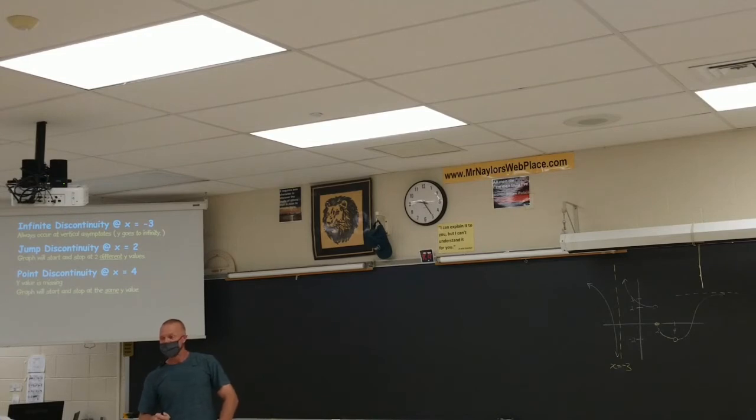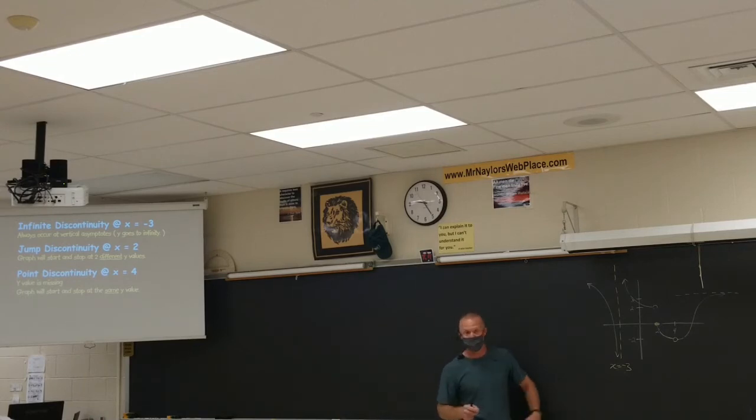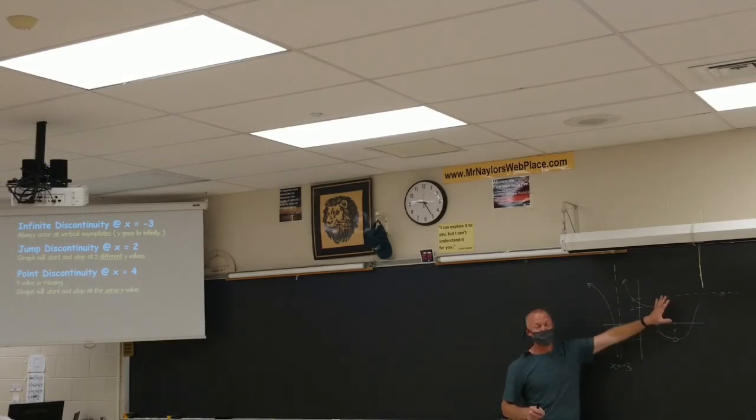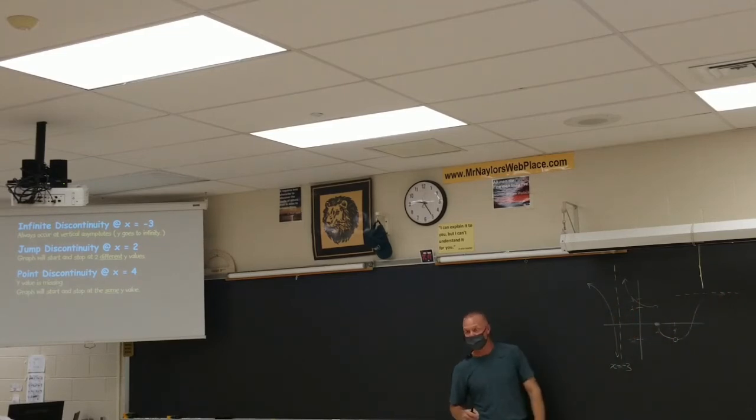Another way to say it is it's not an x value. This is kind of the technical piece for my technical kids. This horizontal asymptote is not an x value, and therefore it's not a bad x value. Okay? It happens to be a y value. That's why it's not a discontinuity.